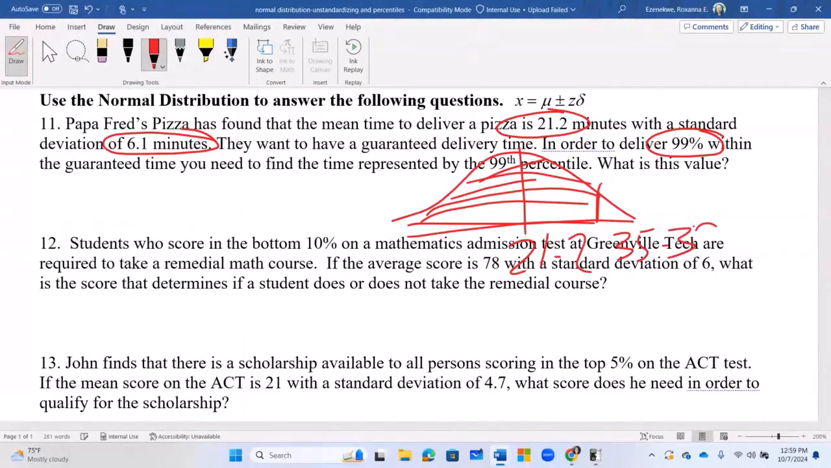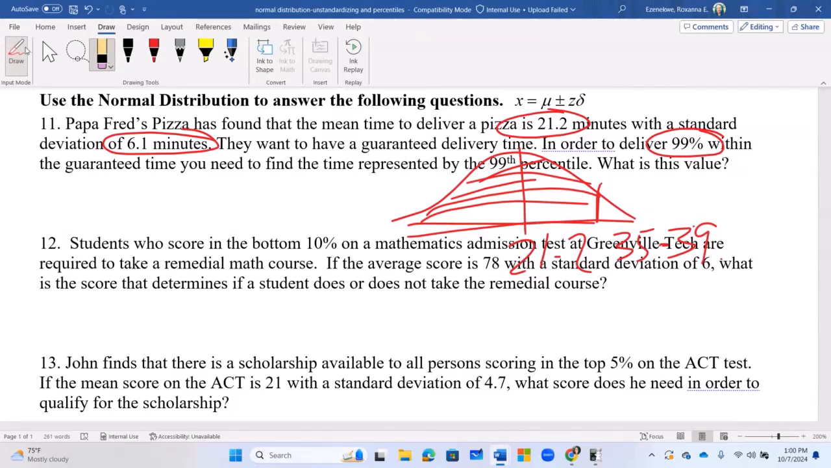At 35.39, I don't have to write percent because this is the time in minutes. So at 35.39 minutes, it will take 35.39 minutes to deliver 99%. Okay, so that is one application with percentile.